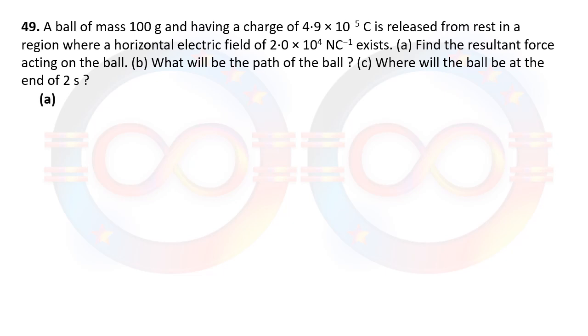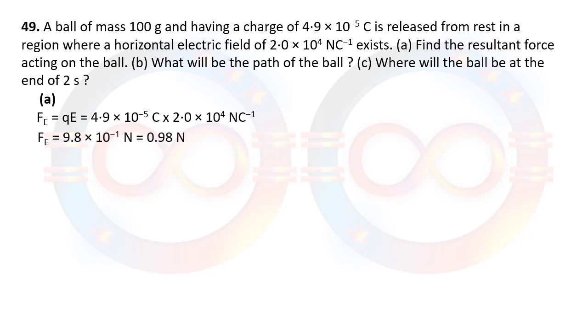Because of charge, some electrostatic force is there. And because the field is horizontal, the electric force would be horizontal. And acceleration due to gravity is vertically downward, so the force of gravity would be vertically downward. In that situation, if we calculate the electric force, qE is nothing but 0.98 Newton. After calculation, you can see q, then E, and then simplifying the calculation, it is 0.98 Newton.